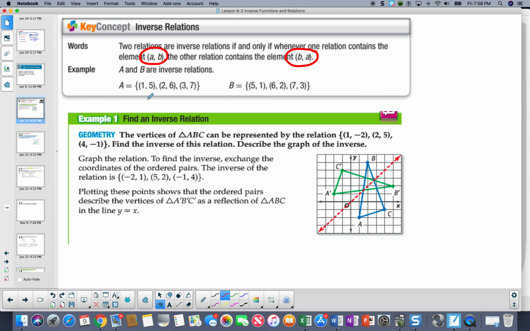So here's an example of two inverse relations. Here's (1, 5), and the inverse relation has (5, 1), and so on. Now we've seen this inverse relationship with reflections over the y equals x line in geometry. Whenever it reflected across y equals x, our rule was (x, y) maps to (y, x). That was the rule for reflecting across y equals x.